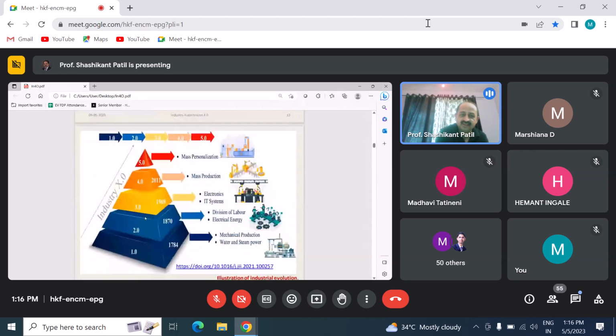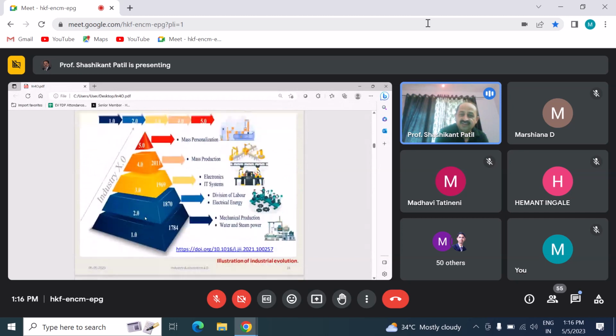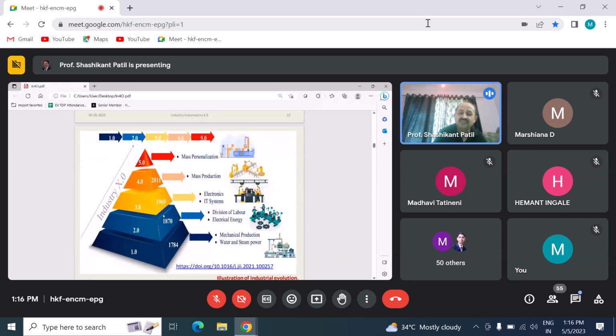Moving to another thing, an illustration of industrial revolution. This is a pyramidal approach, which started with 1.0, in which mechanical production was at the center, with water and steam power. Slowly it migrated to electrical, then electronic and IT systems, mechatronic systems, and now modern automation technology. It started with mechanical engineering, then a combination of electromechanical systems, then mechatronics, and now it is intelligent automation systems.